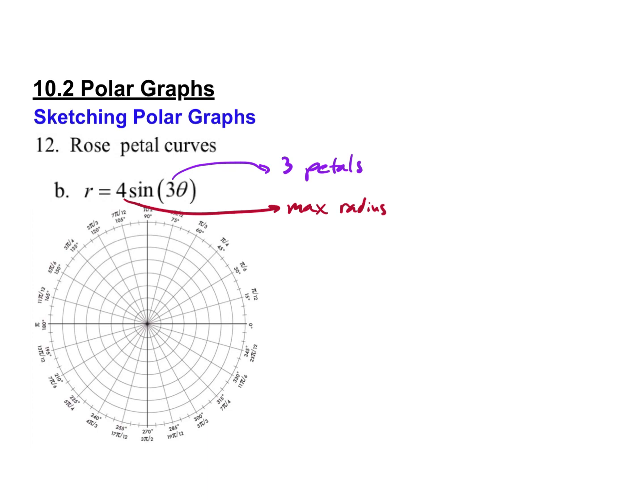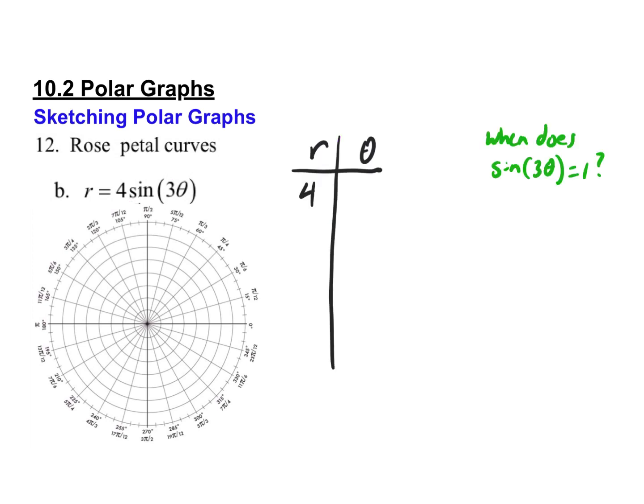Where are the ends of all the petals going to be? And so in order for the ends of those petals to end up at 4, I need to know where they are 4. And so the question I have to ask myself is, when does the sine of 3 theta equal 1? Because if the sine of 3 theta equals 1, then I know r equals 4. Right? Because if this is 1, 4 times 1 is 4. So now we have to try to figure that out.